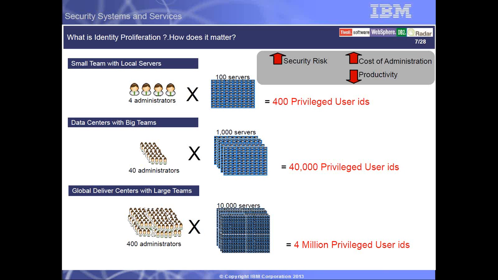That's still okay. Now the problem begins when you start adding more people, more servers. Your data centers, it's a big team. You have 40 administrators, 1,000 servers, 40,000 privileged user IDs. The same way it goes from 400 to 4 million privileged user IDs, even considering one ID on each of these servers. Now the result: security risk, cost of administration, and productivity goes down. These are direct impacts of having this many IDs in the environment or with the privileged access. So that's identity proliferation.